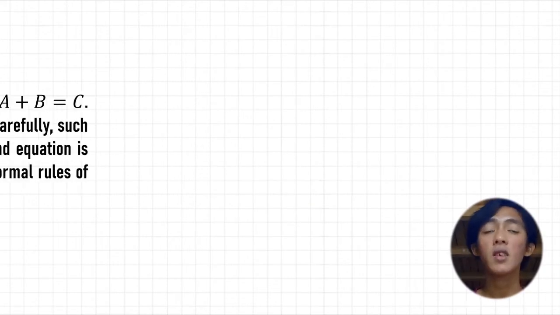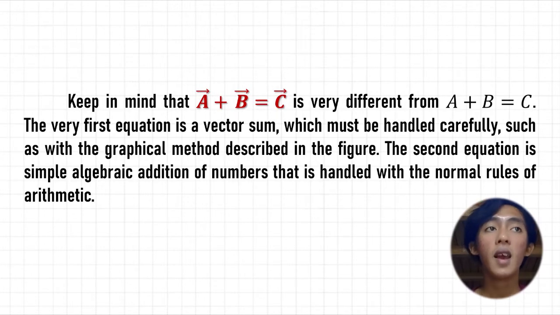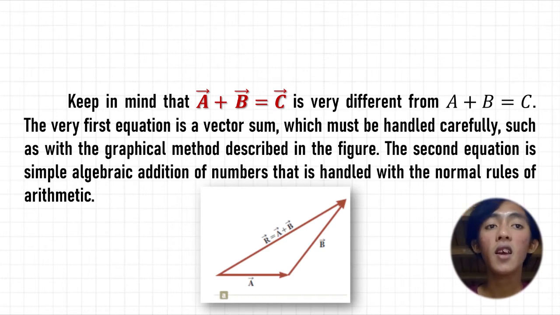Take note and keep in mind the difference between vector addition and scalar addition: vector A plus vector B equals vector C is very different from A plus B equals C. The first equation is a vector sum, which must be handled carefully, such as with the graphical method described in the figure. The second equation is a simple algebraic addition of numbers that is handled with the normal rules of arithmetic.